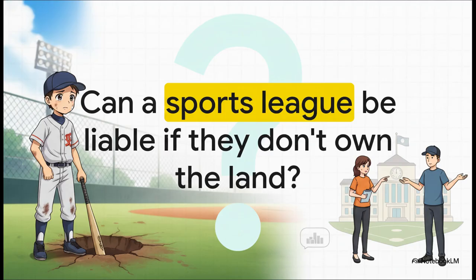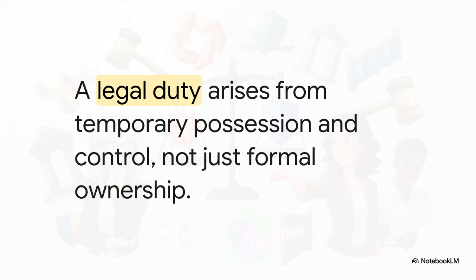Go sue the city. So the crucial takeaway here, and honestly the rule for your IRAC, is that premises liability doesn't just care about the name on the property deed. A legal duty of care arises from temporary possession and control of the premises. In this case, the sports league exercised exclusive operational control during the game. They directed the kids, they enforced the rules, they managed the whole event. Therefore, they owed a ministerial duty to keep those players safe from obvious hazards during that block of time, regardless of whether the city ultimately owned the dirt.